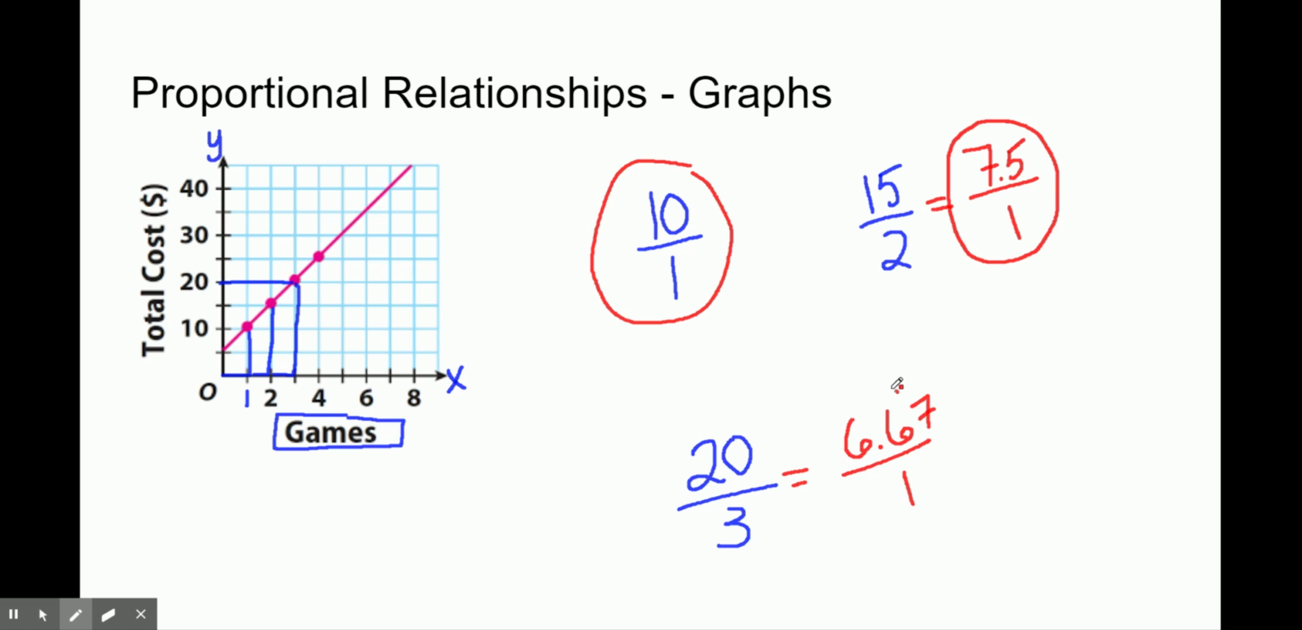$6.67 for a game. So again, as you can see, we do have a straight line, but our rate is not consistent. And we did not cross through the origin, which means that this is not a proportional relationship.